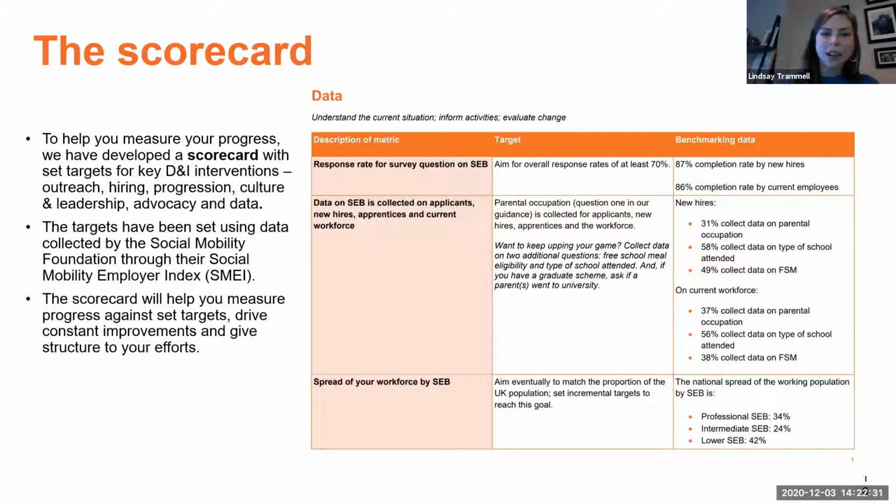This scorecard is available up on our microsite again, and it will help you figure out what key performance indicators you want to set in each area of your socioeconomic diversity and inclusion strategy. And then it'll allow you to look across at best practice. So of those people entering the index, what are the general things that they are working for?